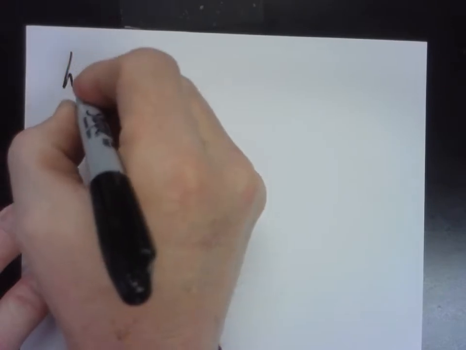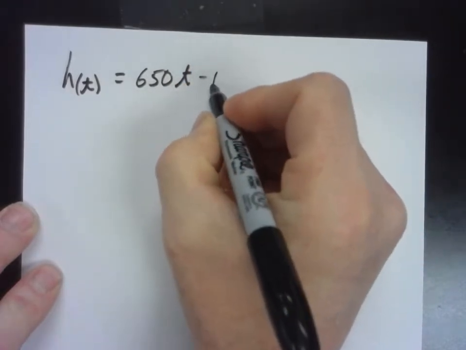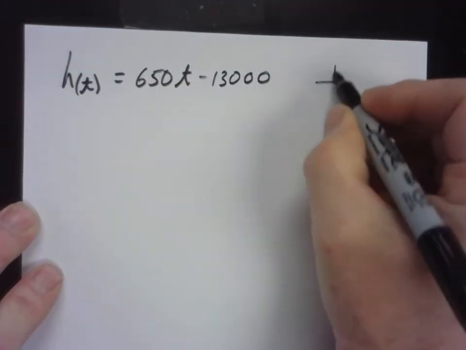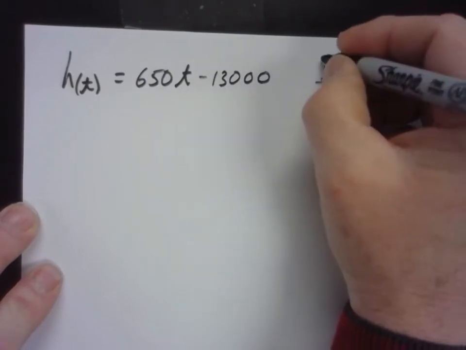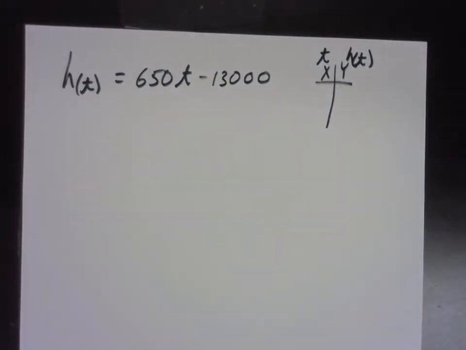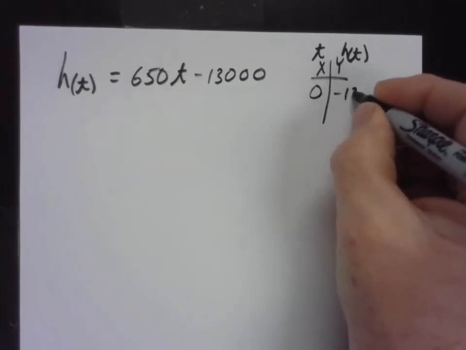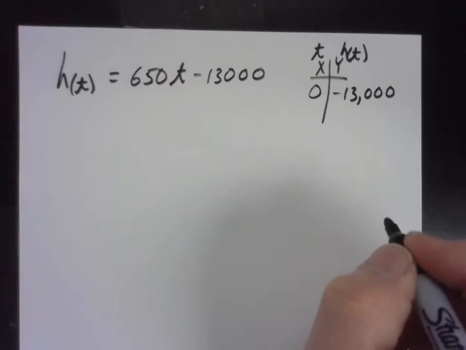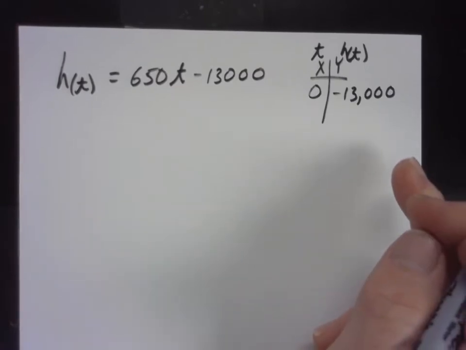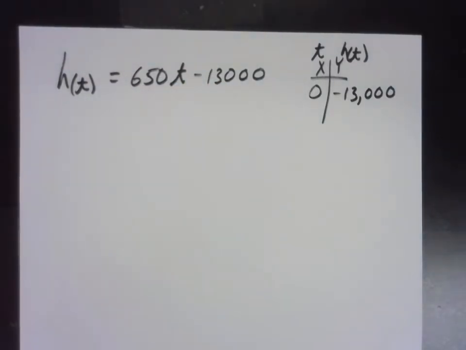So the height in terms of time is 650 times the time in minutes minus 13,000. And so when we go to graph this, our first zero is pretty easy to see. So I put X and Y, but I also put time and height. Is that okay? Yeah. We know at time 0 where we are. Good. Okay. But graphing this one and going up 650 over 1, that just doesn't work when we're trying to graph it, does it?